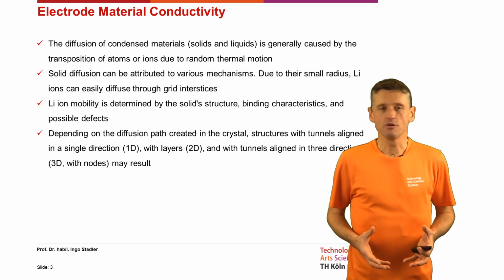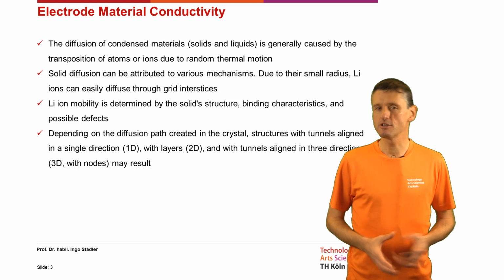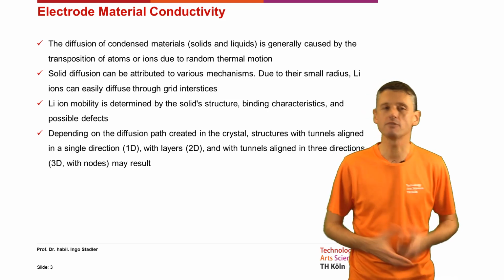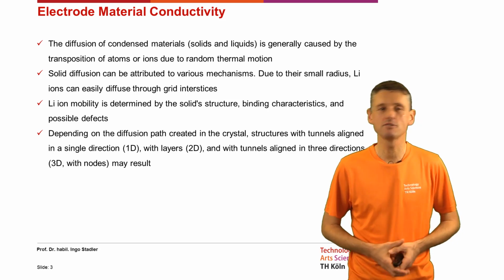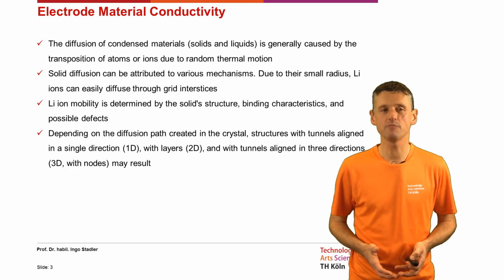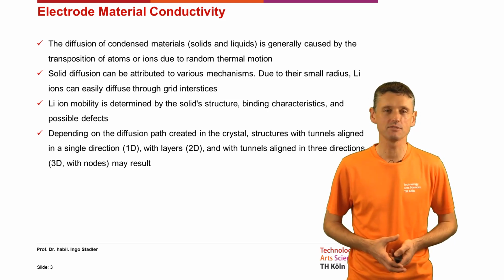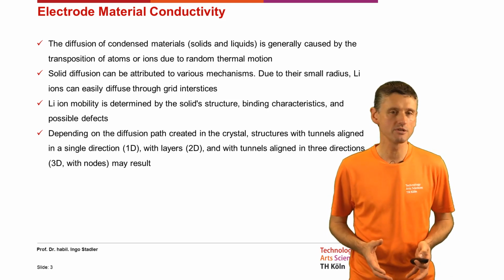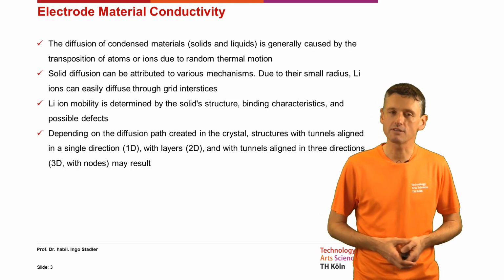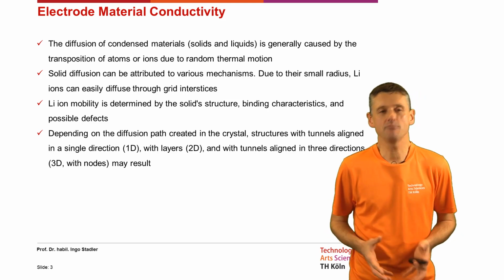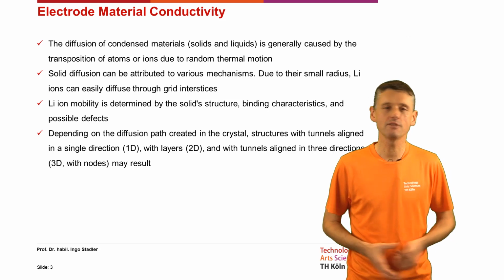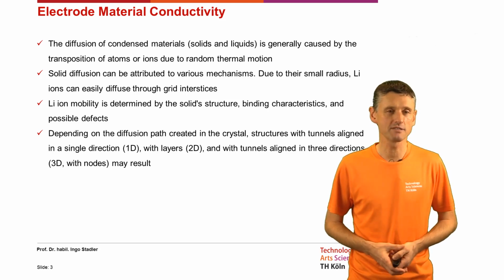The diffusion of condensed materials, solids and liquids, is generally caused by the transportation and transposition of atoms or ions due to random thermal motion. Solid diffusion can be attributed to various mechanisms. Due to their small radius, lithium ions can easily diffuse through grid interstices. Lithium-ion mobility is determined by the solid structure, binding characteristics and possible defects.